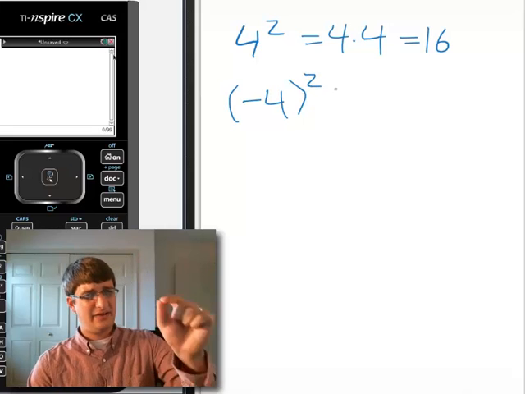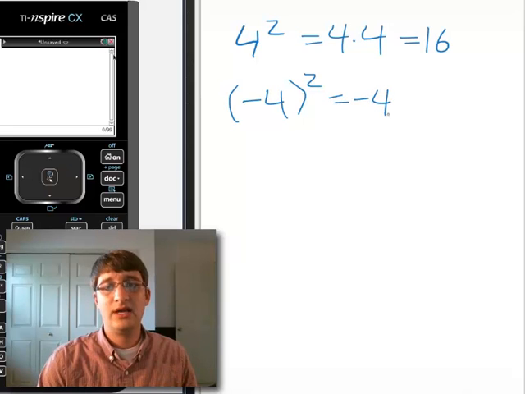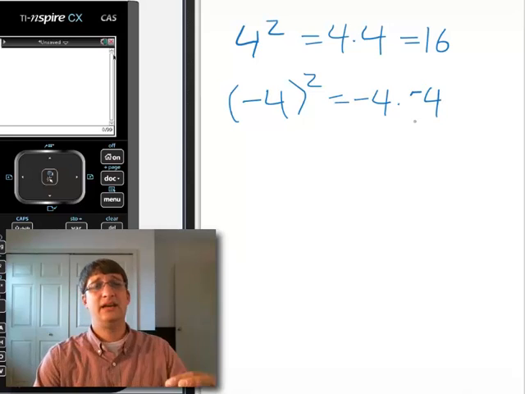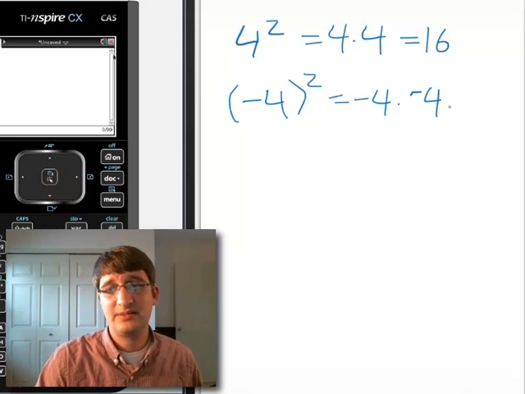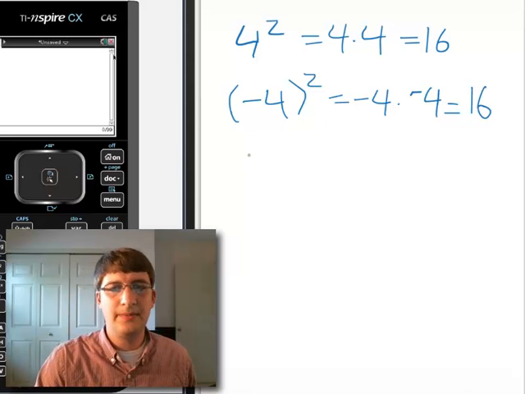This time, though, instead of having 4 times 4, I'm going to create 2 copies of negative 4, and I'm going to link them together through multiplication. So I have negative 4 times negative 4. Remember, when we multiply negative times negative, we indeed get a positive.